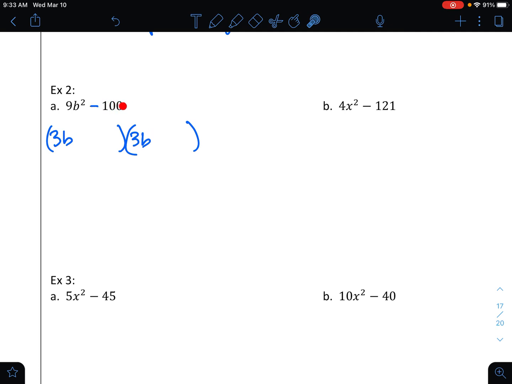Okay, 100 is a perfect square. If you need to put it in your calculator, do that, because that 100 is 10 times 10. 10 and 10, and I need the middle term to drop out, so I need to have plus or minus. And that's our solution. All right, try number 4. Go ahead and pause if you need to, but work through number 4.